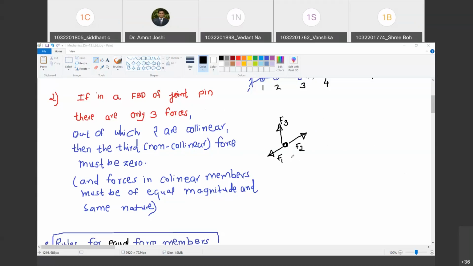And if in the joint pin's free body diagram only three forces are seen, out of which two are collinear, tell me which are collinear? F1 and F2 are collinear. Then the non-collinear force must be zero. That's what it is saying. Are you with me? Yes, sir. So F3 has to be zero.